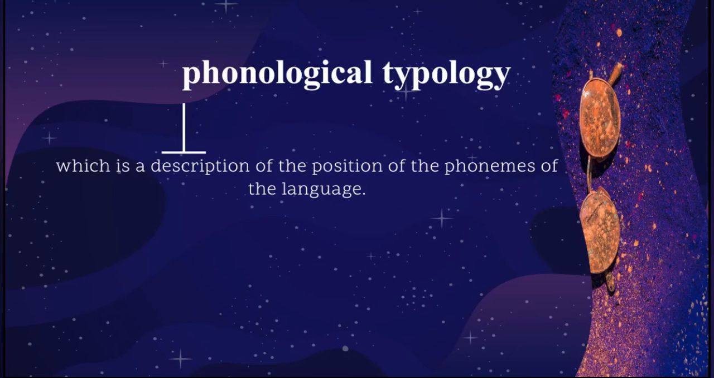And the next slide, phonological typology, which is a description of the position of the phonemes of the language. A language can have a small or very large number of phonemes, so there are types of configuration in phonology, namely vowel configuration and consonant configuration groups. We can see that there are differences in consonant and vowel configuration in various languages around the world, starting from languages that only have 6 consonants and 5 vowels to those with thousands of consonants.